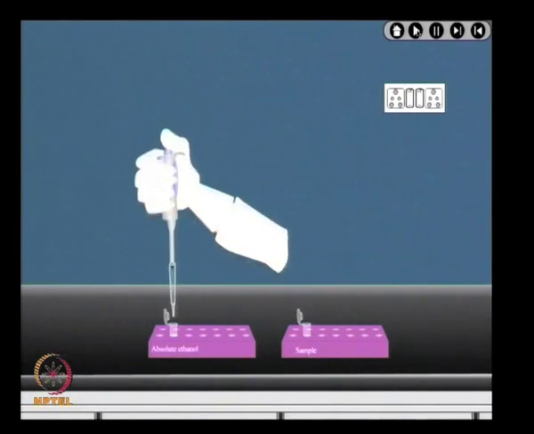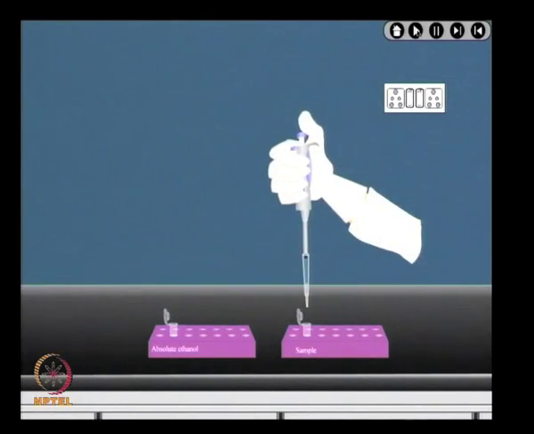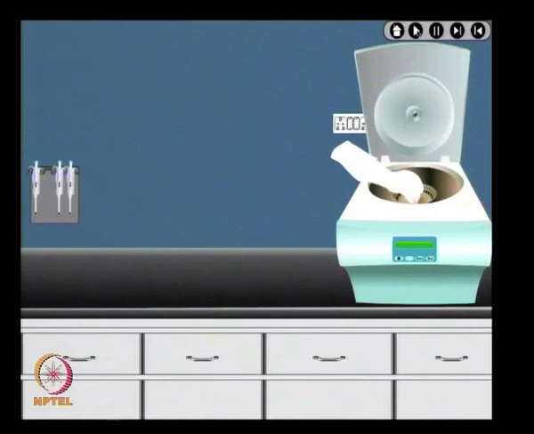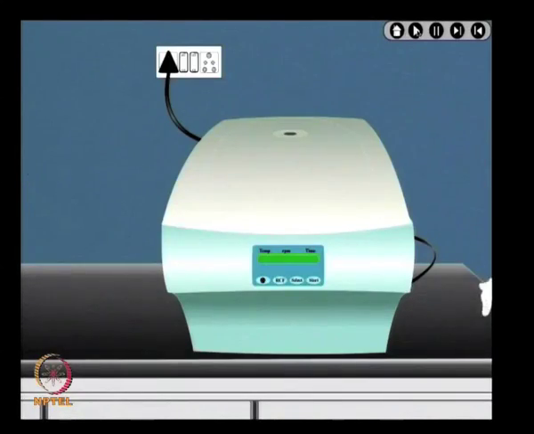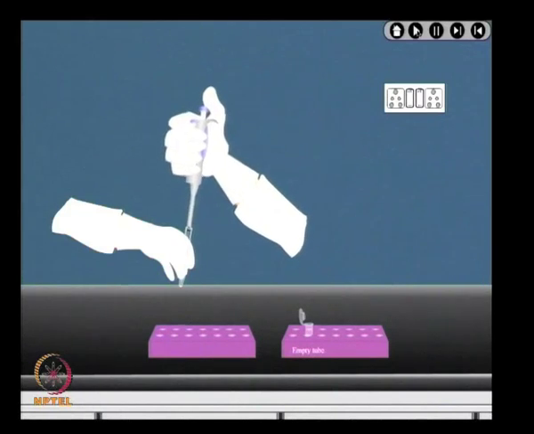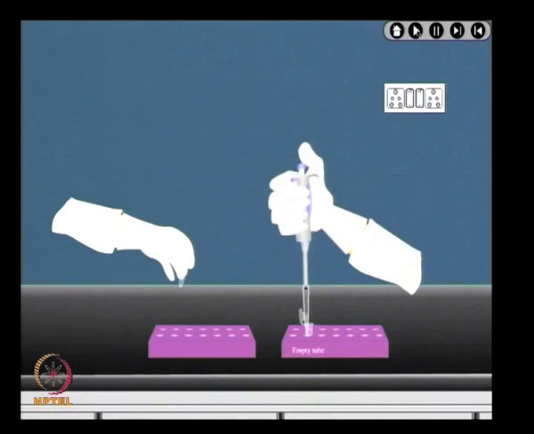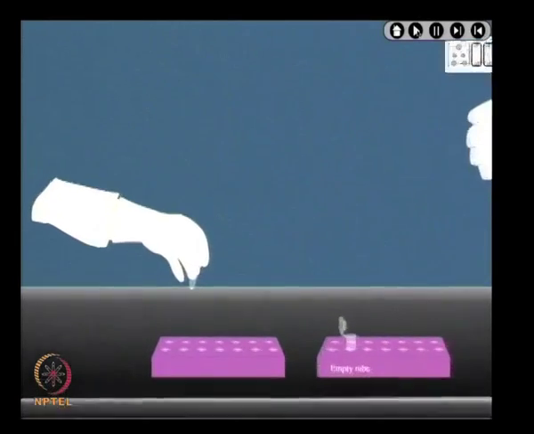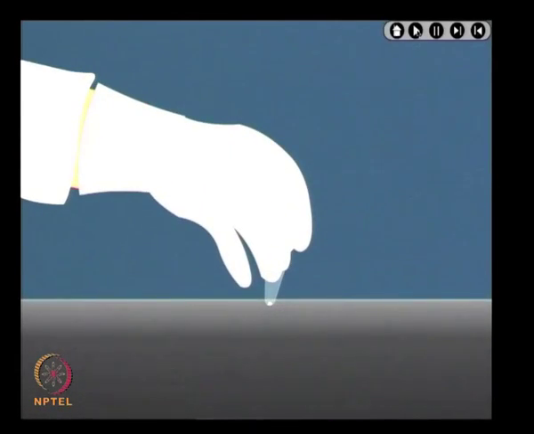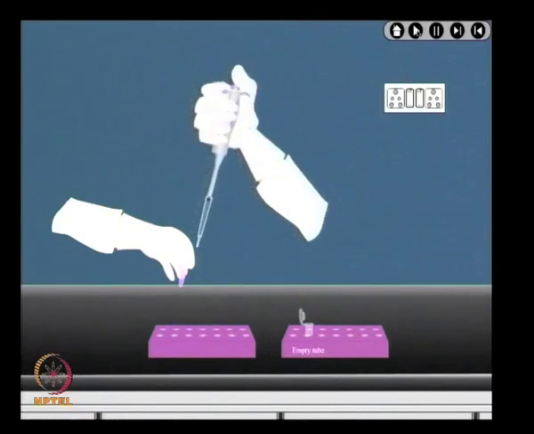To the bottom layer, add 300 microliter of absolute alcohol per 1 ml of Trizol and mix gently to suspend the white precipitate and keep at room temperature for 3 minutes. Centrifuge the mixture at 12,000 rpm for 15 minutes at 4 degrees to precipitate the DNA. To the clear pink layer, add 4 volumes of chilled acetone and keep it at minus 20 degrees for 20 minutes.